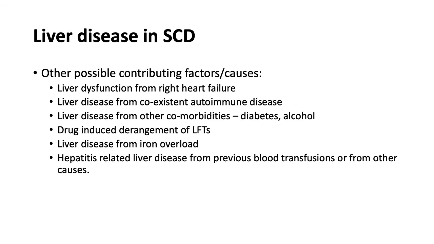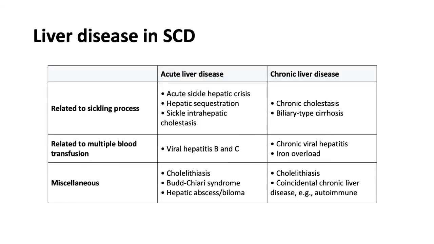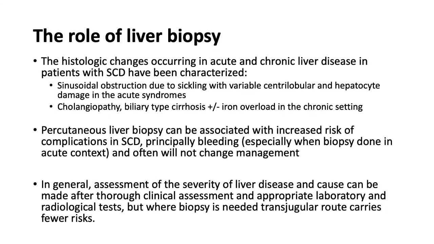Liver disease from the reasons that other people get liver disease: fatty liver and diabetes, alcoholic liver disease, drug-induced causes, although it's usually more of an acute picture, iron overload causing liver disease, and hepatitis from any other cause, but would include from blood transfusion. So, for example, hepatitis C. So this table just kind of summarizes the different causes of acute and chronic liver disease in patients with sickle cell disease. And just my final slide to talk about the role of liver biopsy, which has been conspicuous by its absence in my talk so far.